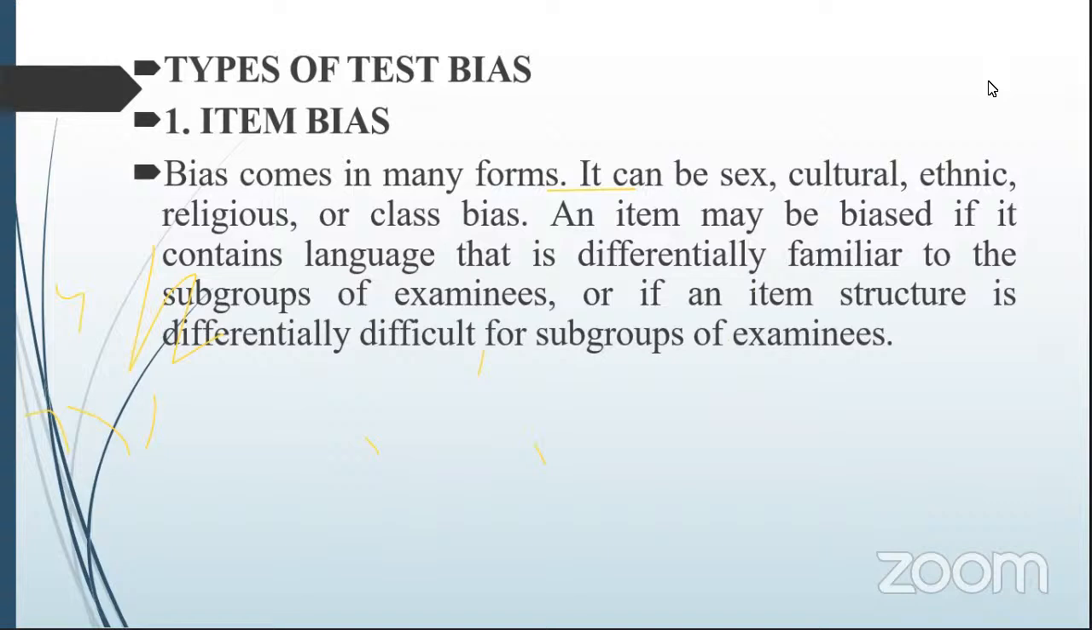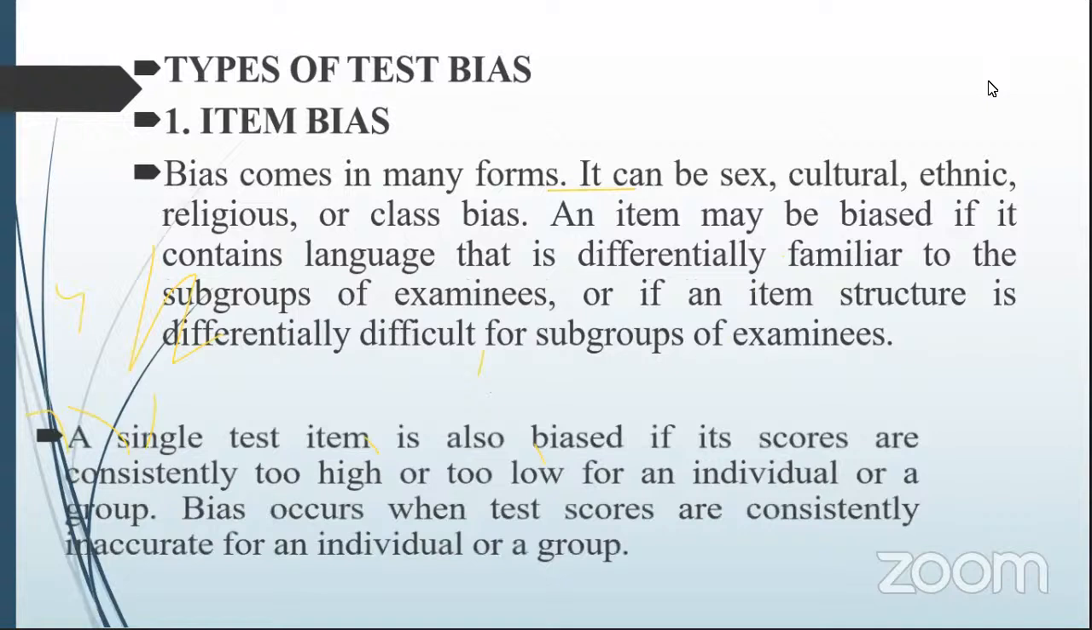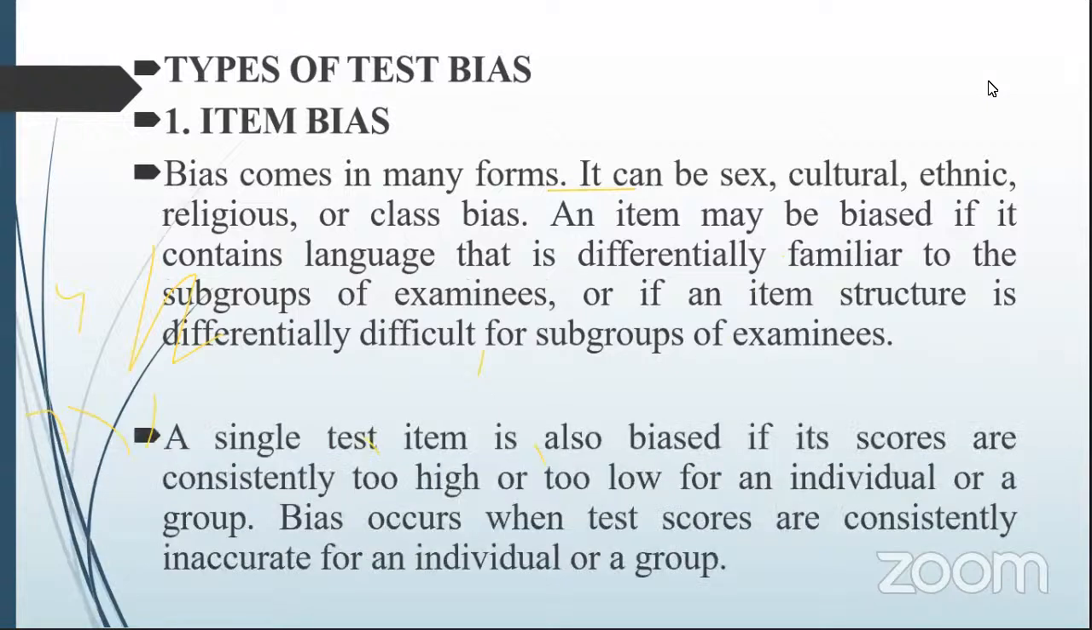An item may be biased if it contains language that is differentially familiar to the subgroups of examinees, or if an item structure is differentially difficult for subgroups of examinees. A single test item is also biased if its scores are consistently too high or too low for an individual or a group. And this bias occurs when test scores are consistently inaccurate for an individual or a group. There's something wrong there.